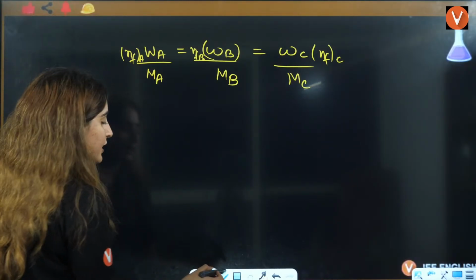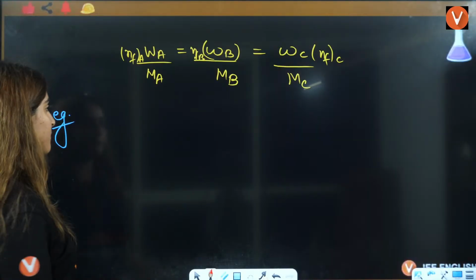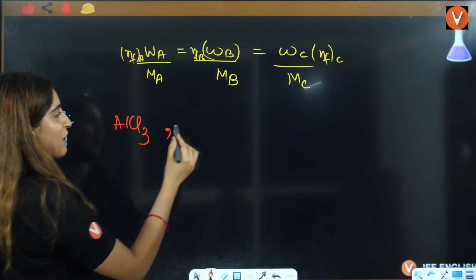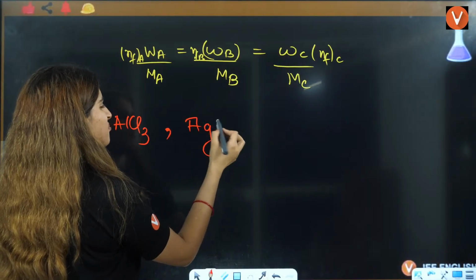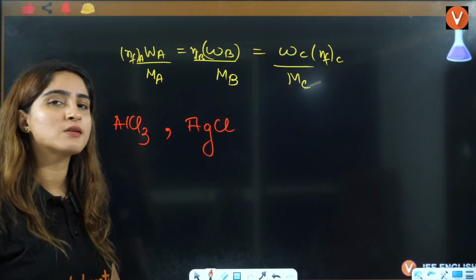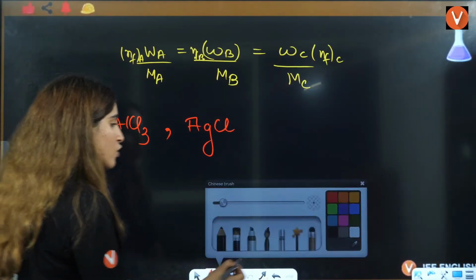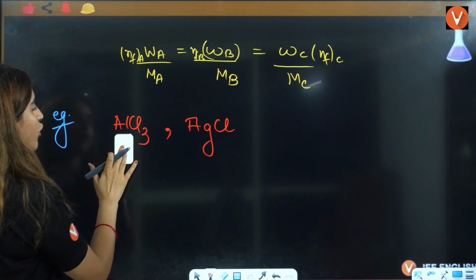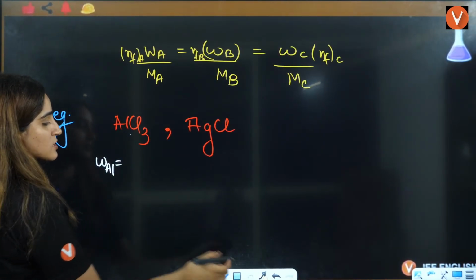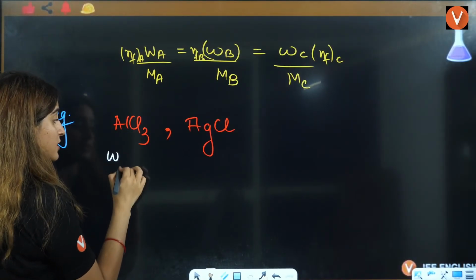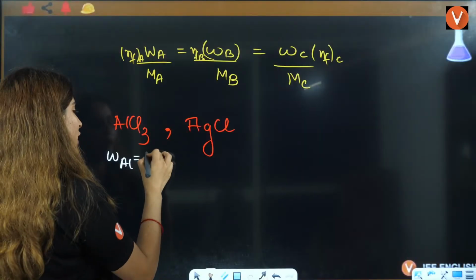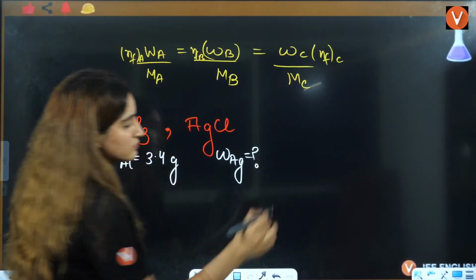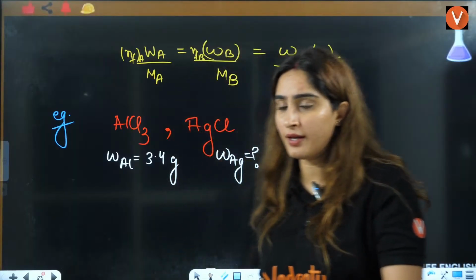See, the kind of question that they can ask you in the exam is, they will say that you have AlCl3 on one side. On the other side, let's say you have Ag, connected to AgCl, whatever. This is connected in series. Now, they are giving the weight of Al deposited as, let's say, 3.4 gram. Now they are asking what is the weight of Ag deposited here. These kinds of questions they will ask you in the exam, right?